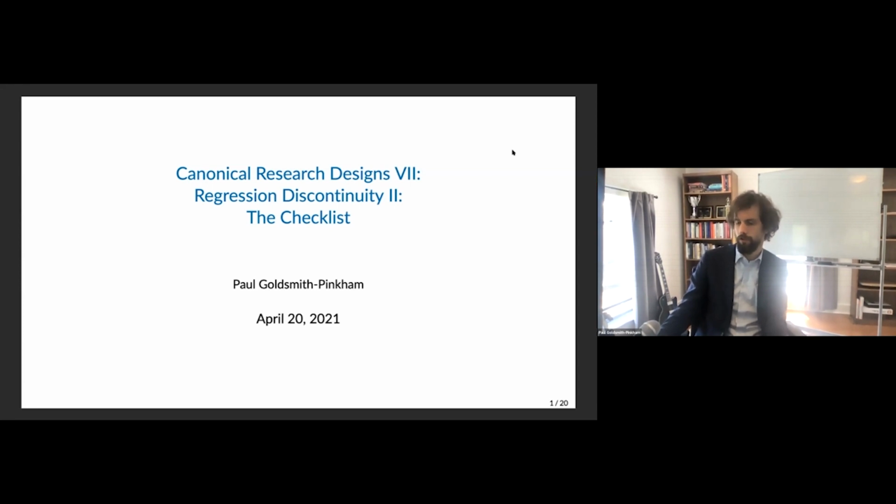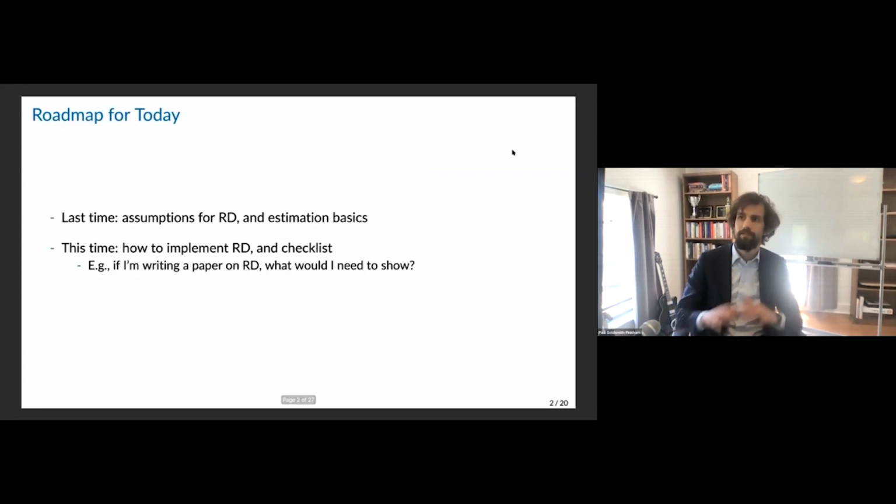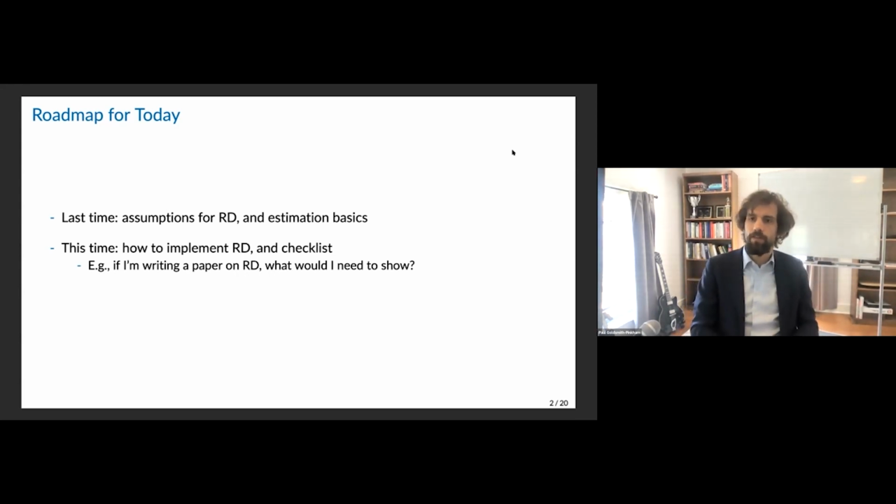And what I wanted to do today was, last time we were talking about the assumptions for RD, we talked about the basics for estimation. And what I really wanted to do today was a version of trying to talk about, if I was going to write an RD paper, what would be the list of things that you really need to do in order to write said paper?